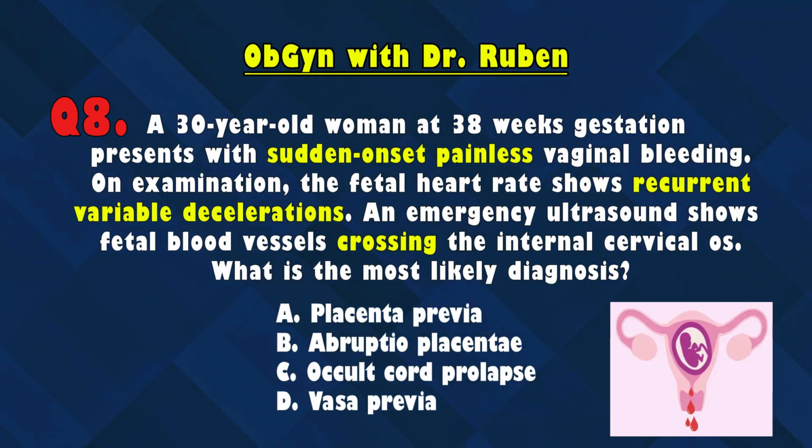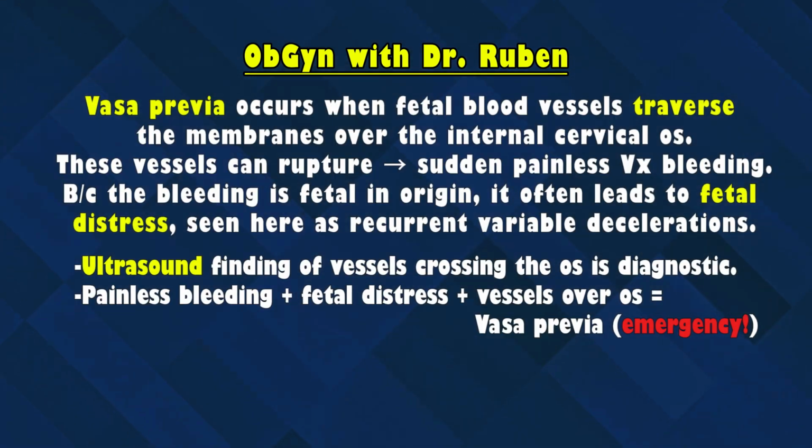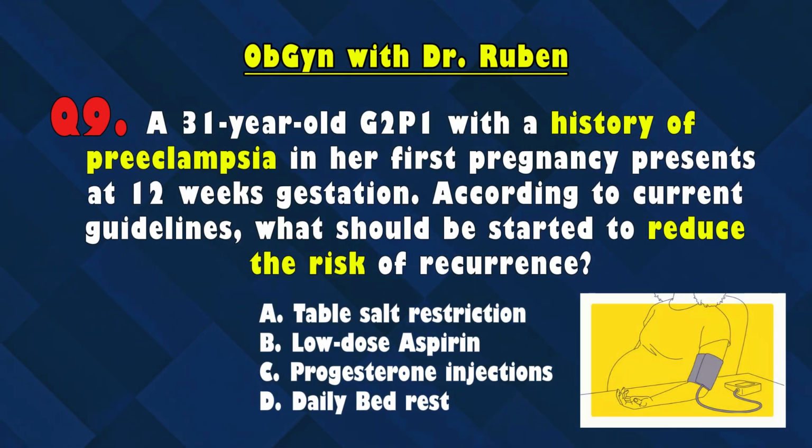The most accurate answer is D, vasa previa. Vasa previa occurs when fetal blood vessels traverse the membranes over the internal cervical os. These vessels can rupture. Because the bleeding is fetal in origin, it often leads to fetal distress, seen here as recurrent variable decelerations. Question number 9.